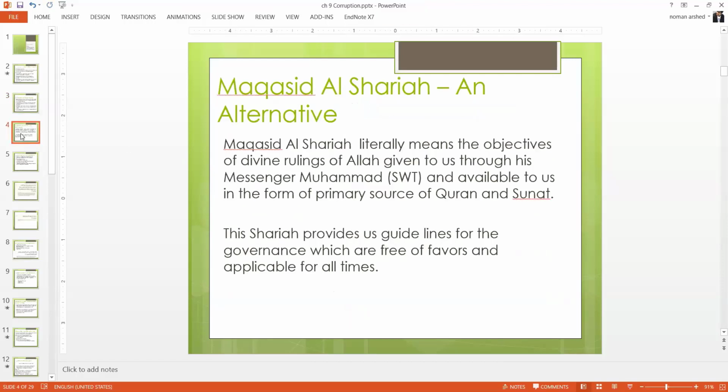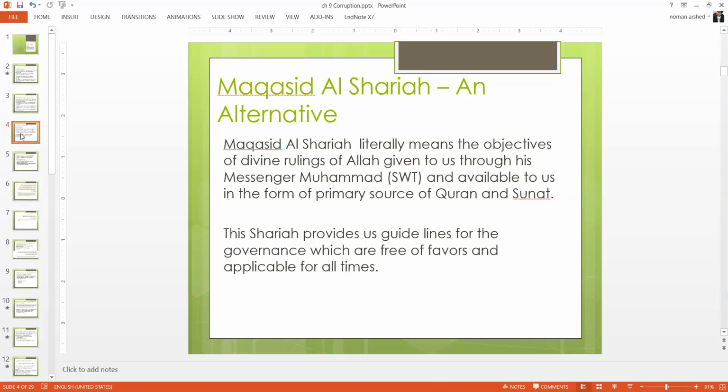So there is an alternative provided by Islamic finance, that is maqasid al-Sharia, the rules made by Allah Ta'ala, or rules given to us by Quran and Sunnah. We call it Shariah, and the objectives of Shariah is maqasid al-Sharia. We already discussed this in the previous lectures, so I will go through it briefly.